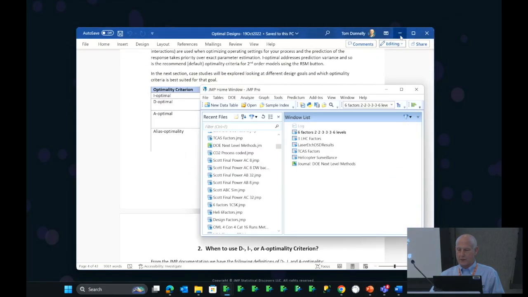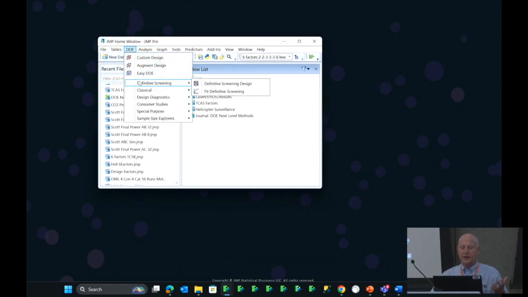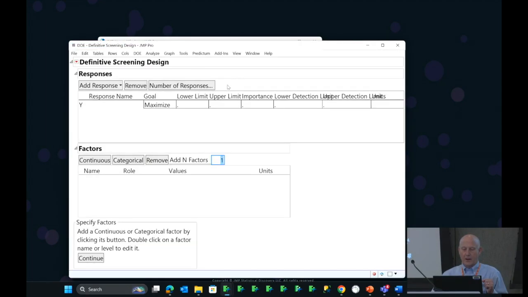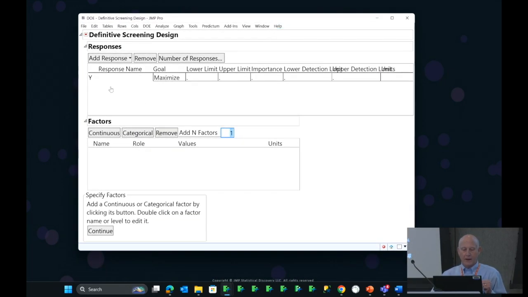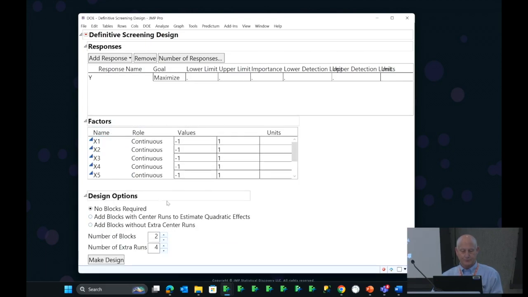Okay, getting there. All right, so if we were to go to making a definitive screening design, you can see it's got its own menu item here. I'm going to do 2 different types of designs here. So first I'll just do an 8-factor all continuous design. And you can see here that we default to having no blocks and the number of extra runs.